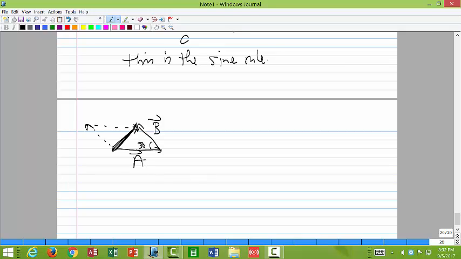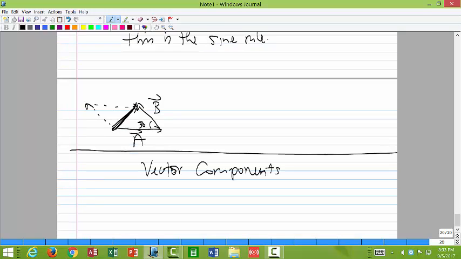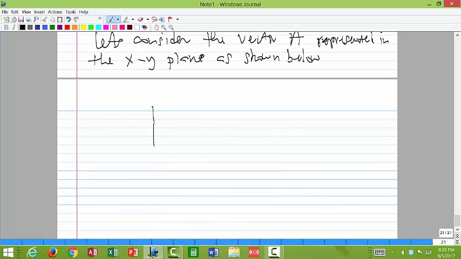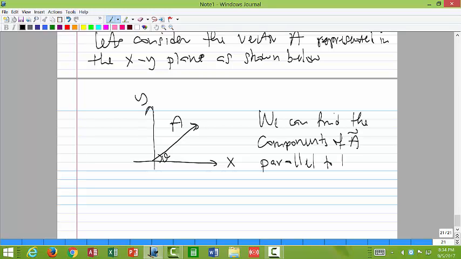Let's continue. We have a little more time. What we have next is vector algebra. Let's look at the components of vectors next. So vector components. Let's consider the vector A represented in the xy plane as shown below. So we have the xy coordinate system, and then we have a vector A at an angle theta. So we can find the components of A parallel to the x-axis and the y-axis.